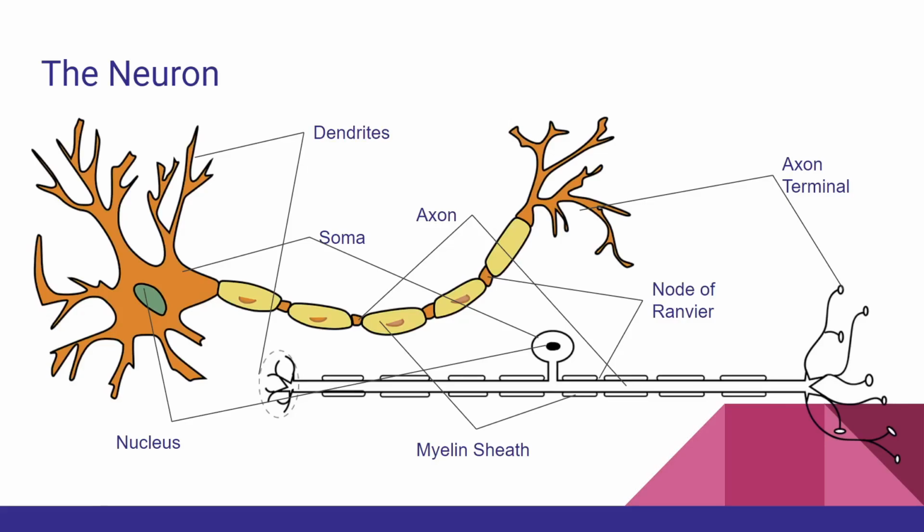Not all neurons are myelinated, and the myelin sheath serves to accelerate the transmission of electrochemical information along the neuron. And the gaps between the myelinated areas are called nodes of Ranvier. And finally, at the end of the neuron, you'll have the axon terminals, or terminal boutons, which is where this neuron will interact with another neuron to propagate that communication.